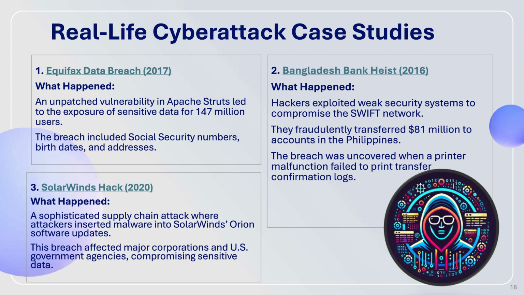And number three is the Bangladesh bank heist in 2016. What happened? Hackers exploited weak security measures in the international banking network used for transferring funds. The impact was they fraudulently transferred $81 million to accounts in the Philippines. How it was discovered: the breach was uncovered only when a printer malfunctioned and failed to print the transaction logs. The key lesson to take away is that comprehensive security testing could have revealed these weaknesses before they were exploited.